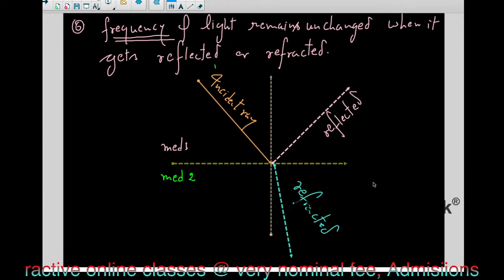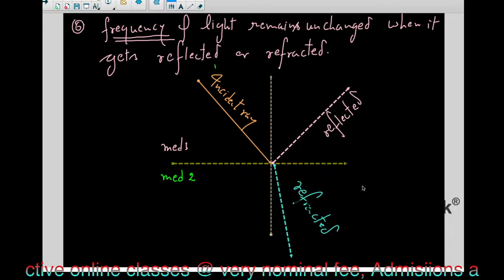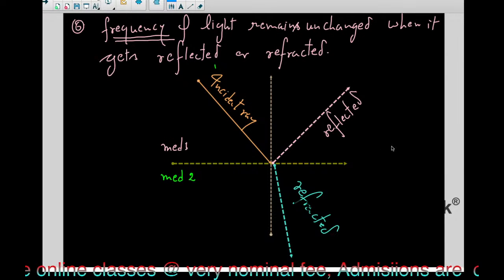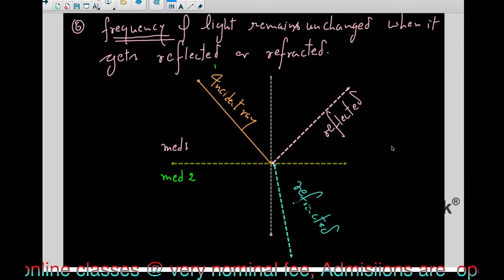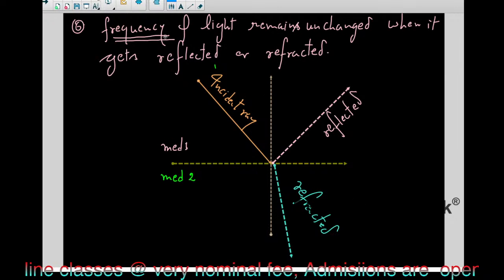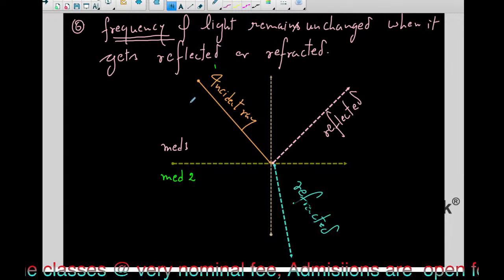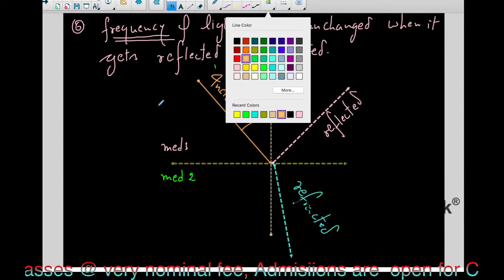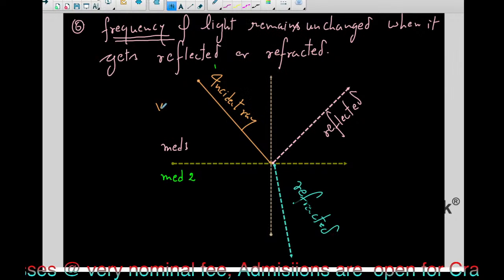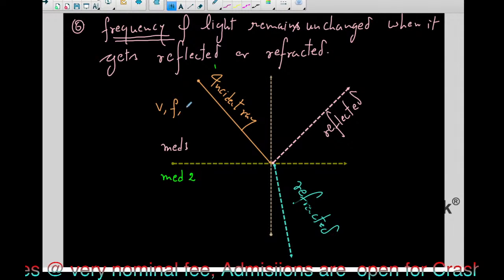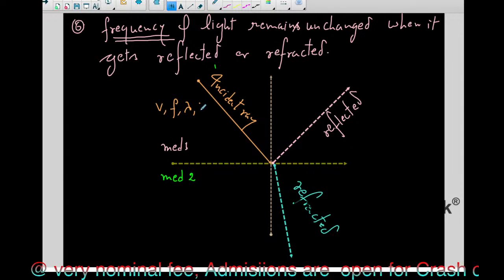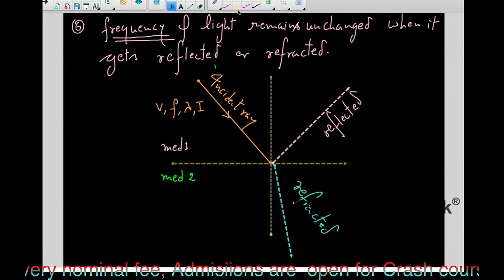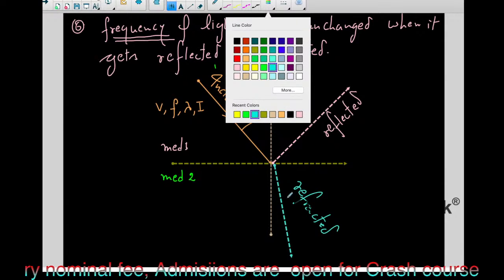So in this, what happened is that for the incident ray, let's say the velocity, frequency, wavelength, and intensity, whatever the terms are, let me put them over here for this incident ray. Let's say V is the velocity, F is the frequency, lambda is the wavelength, and I is the intensity of the light which is incident over here.